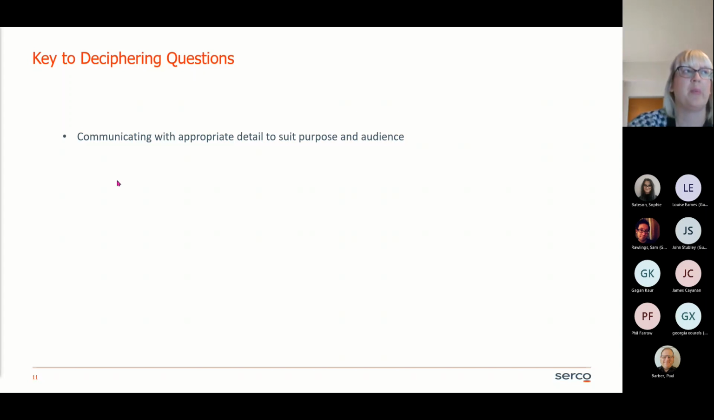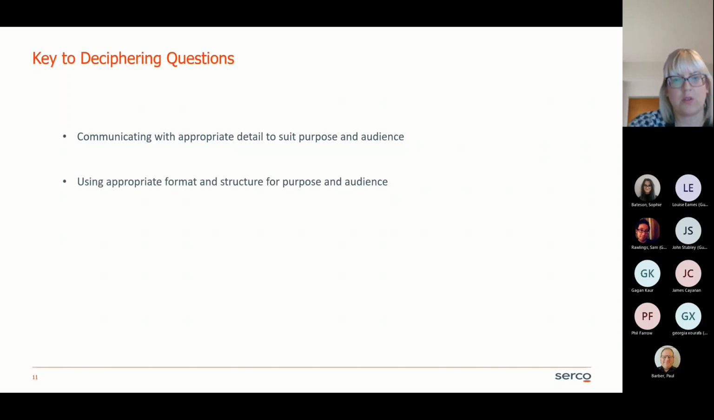So the first bullet point, I've got communicating with appropriate detail to serve purpose and audience. And if I was highlighting anything in this sentence that I thought was important, what would it be? What words would I be looking at to highlight? Appropriate details, lovely.